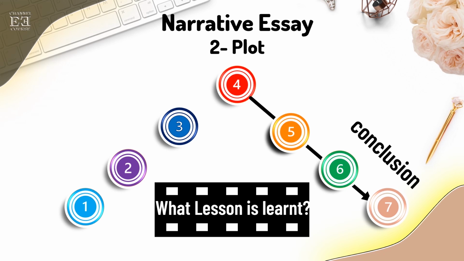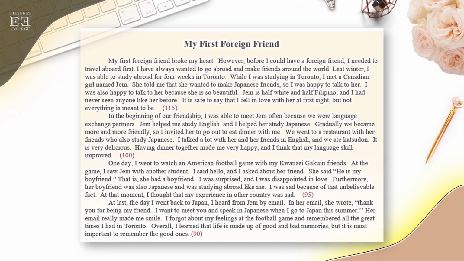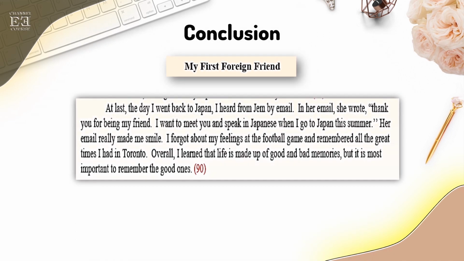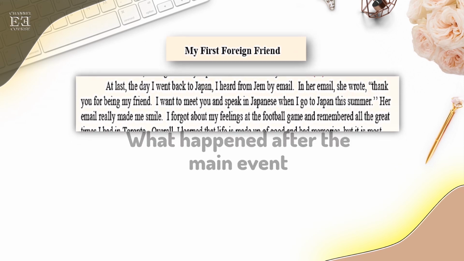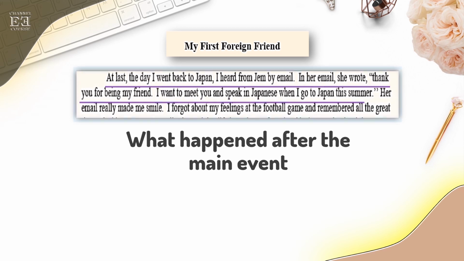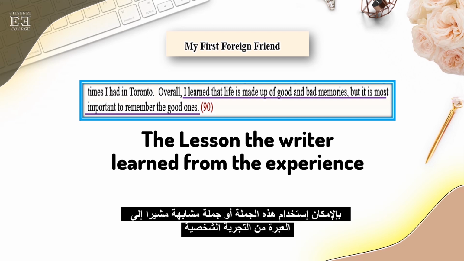As for the conclusion in this essay, we can notice how the writer signals the end of action, as the danger of the storm was completely over and the boys were safe. Depending on the topic, you may choose to end your essay in a different way. For example, in this essay telling us about someone's experience with his first foreign friend, the writer does not only show what happened after the main event, but he or she also tells us about a lesson he learned from the experience. You can make use of this example and such like sentences to finish a narrative essay about a memorable experience which will leave the reader with a good impression about your work.